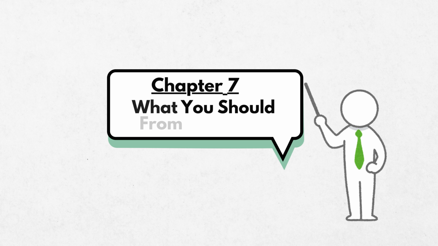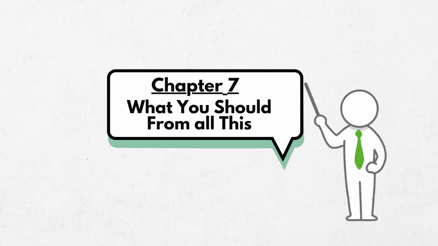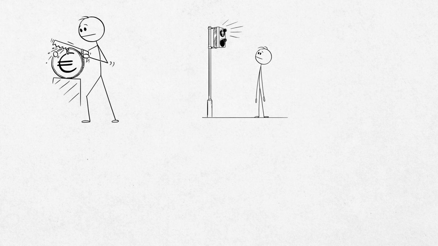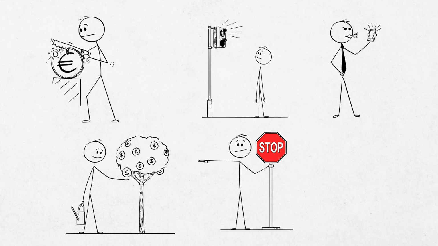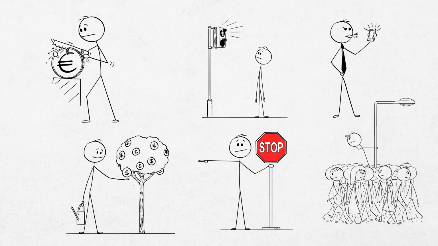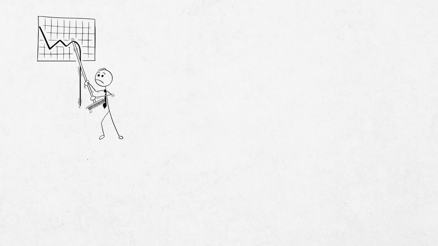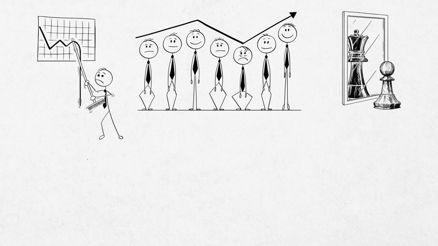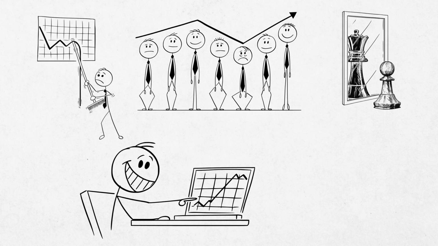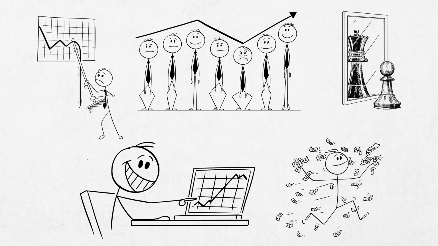Chapter 7. What you should learn from all this. Every rate cut is a signal of opportunity if you're smart enough to understand where to invest. A signal of caution if you follow the crowd blindly. When rates fall, markets often get a fake confidence. People see the stock market rising, but they don't realize it's just a temporary money wave.